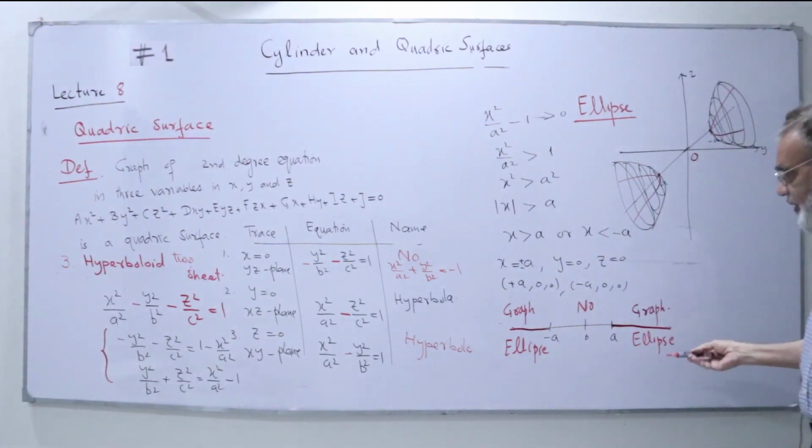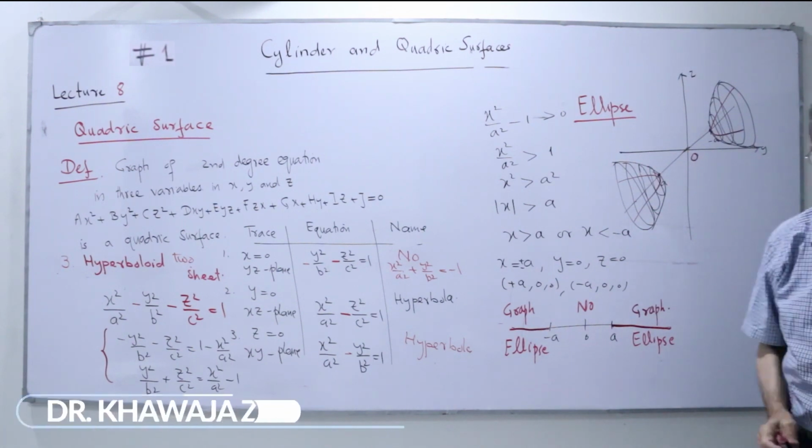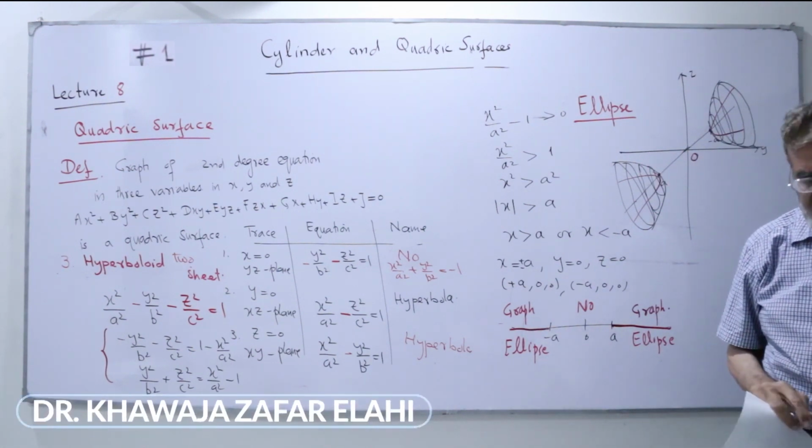And then we are having the graph as the ellipses, and the graph as the hyperbolas in the yz plane and in the xz plane. So inshallah we'll continue with more problems and more ideas next time.